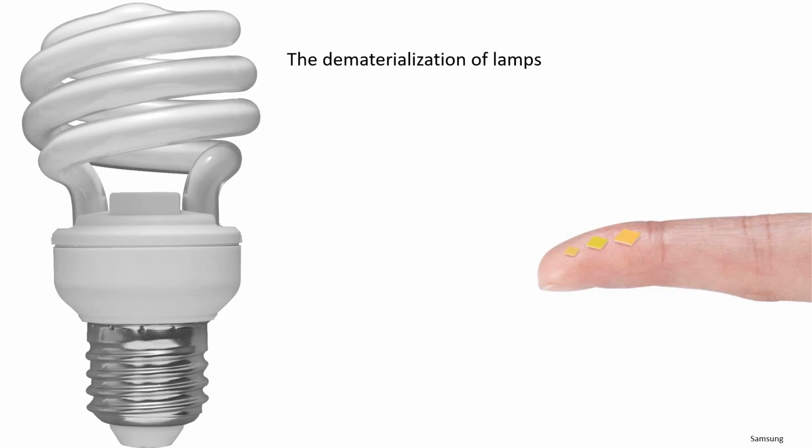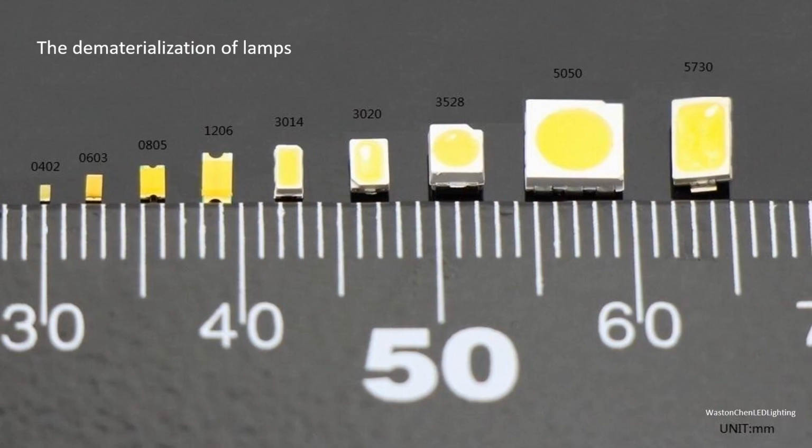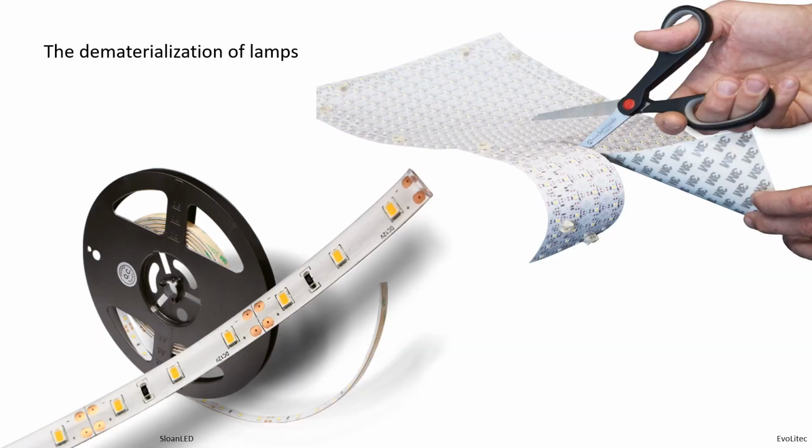And now with LED lighting, we have chips that are down to less than a fraction of a millimeter in size. So it's turned lighting almost into grains of dust that can be distributed in any shape or format that you need. Right now, there's been this popular trend of LED tape strips and LED sheets, where literally lighting has become this totally pliable, flexible medium.